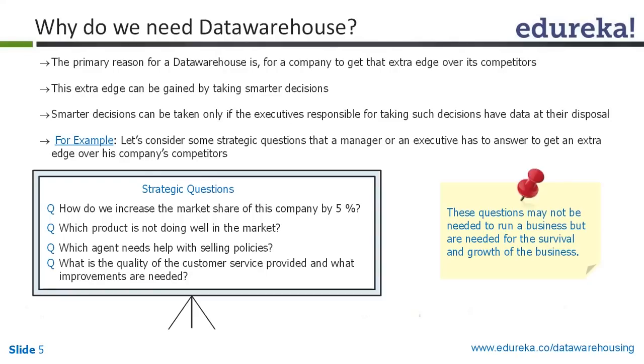So the primary reason for a data warehouse is for a company to get that extra edge. This extra edge can be gained by taking smarter decisions in a timely manner. Smarter decisions can be taken only if the executives responsible for such decisions have data at their disposal. Now there was a time when experience-based decision making was much more prevalent. We are moving from that era into an era where fact-based decisions have gained importance in our life. So data is very essential.